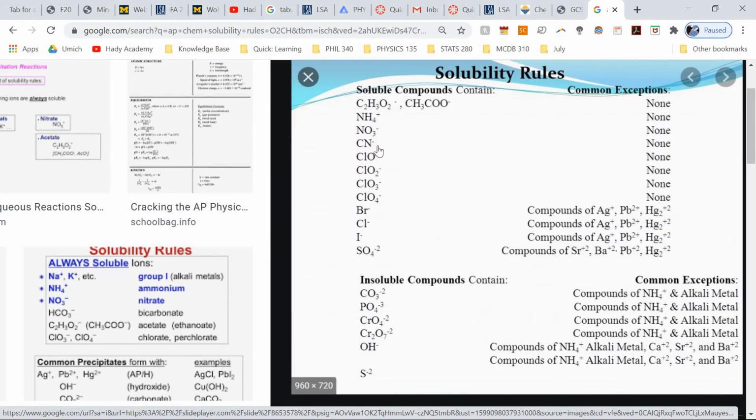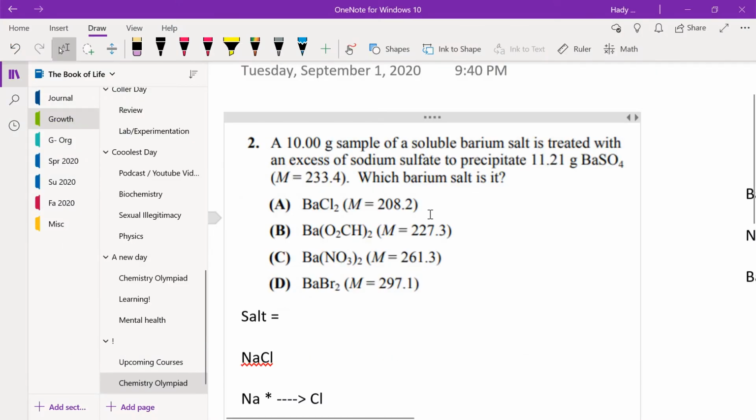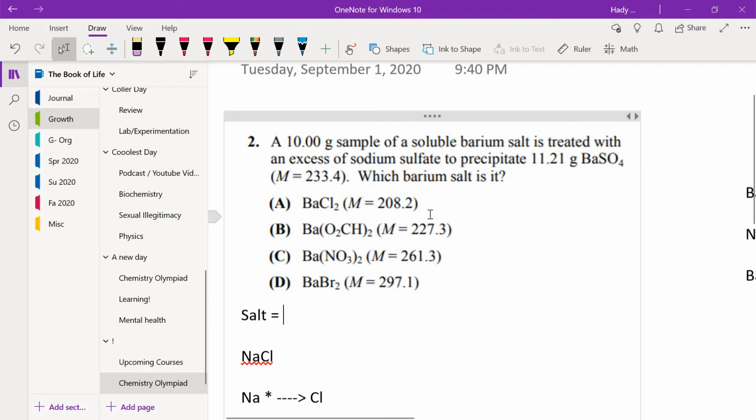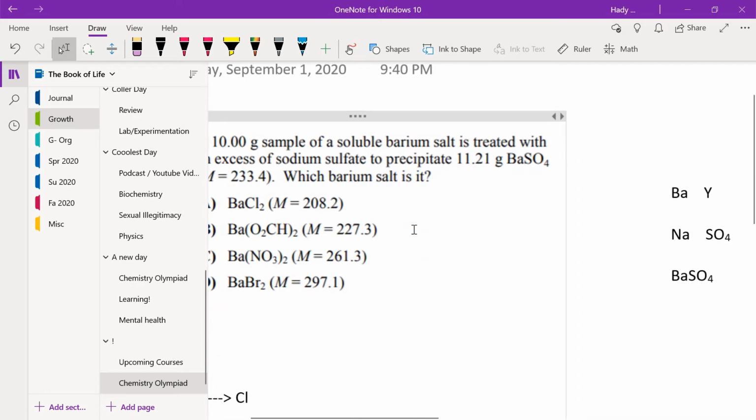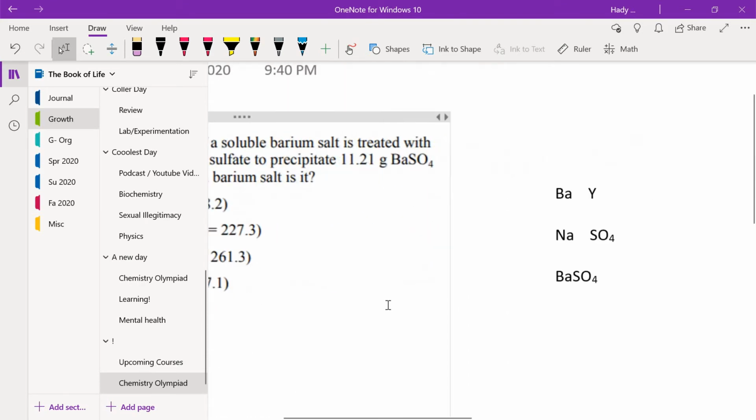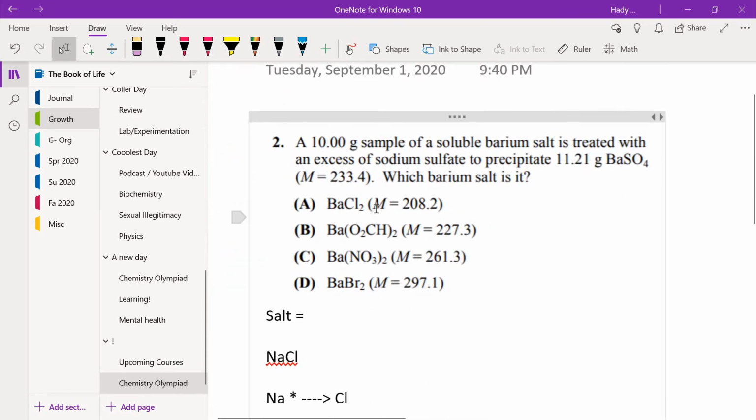O2C. So I'm just going to pretend it's soluble because this is actually not a question about solubility rules. It's a question about being big-brained. We have 11 point... It's about these numbers they give us. They're actually relevant.